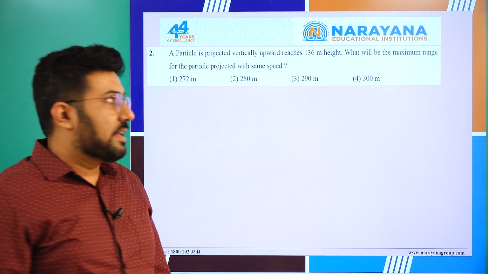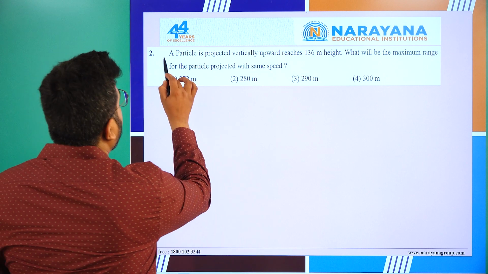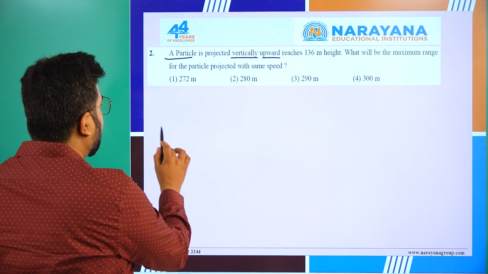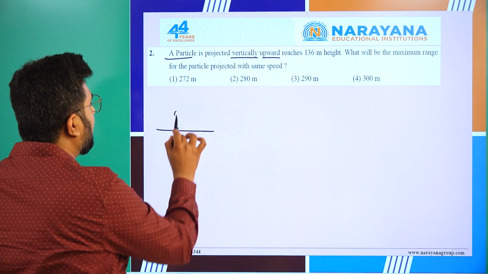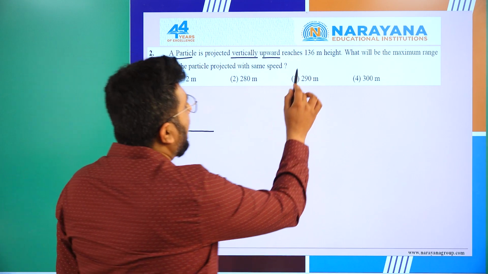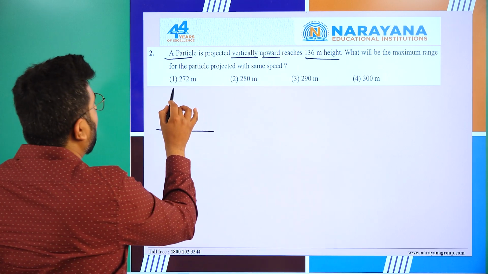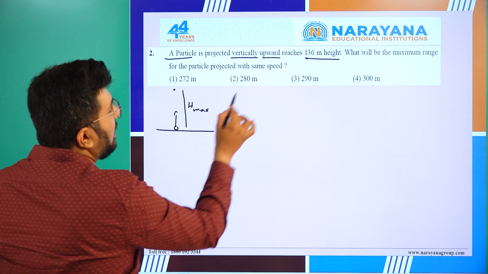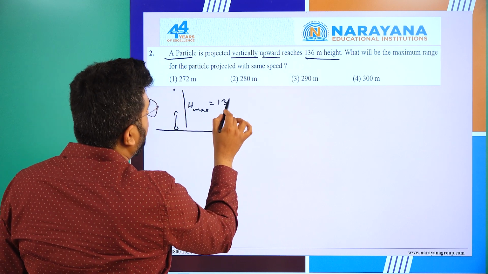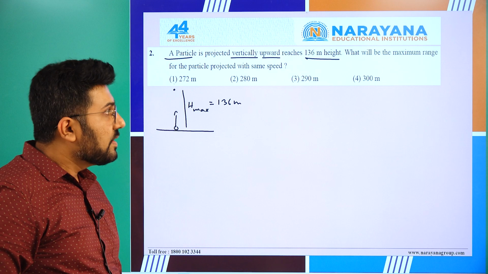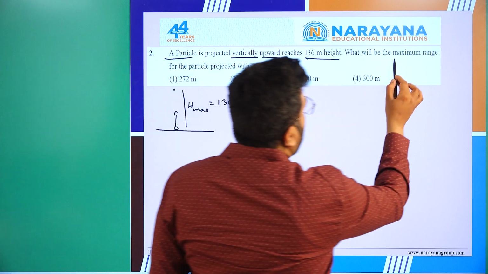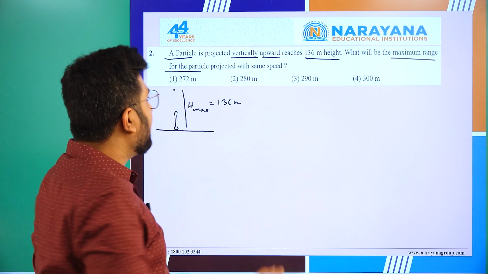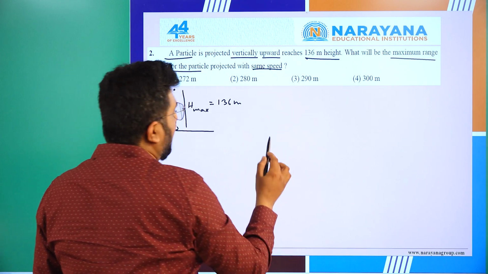So in this question, what is given to you? A particle is projected vertically upwards and it reaches a height, they have given you the H max, it reaches a height of 136 meters. Then what will be the maximum range for the particle if it is projected with the same speed?